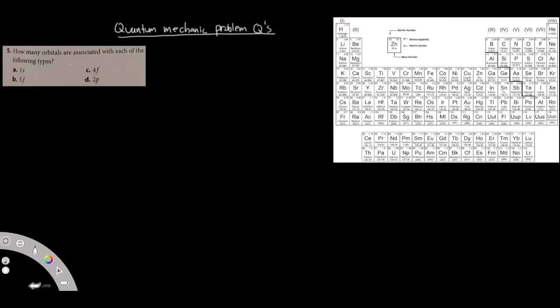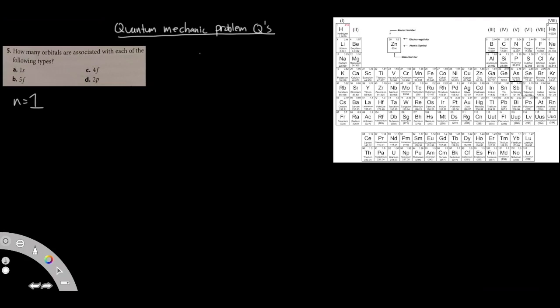Let's try another question. How many orbitals are associated with each of the following types? Now it's important that we understand what these values that you see in front of you actually mean, okay? So we're going to have to see what the heck 1s means. Well, 1 means the principal quantum number, so n is equal to 1.